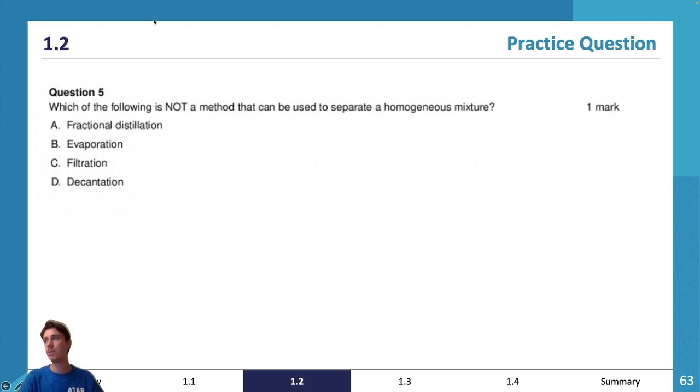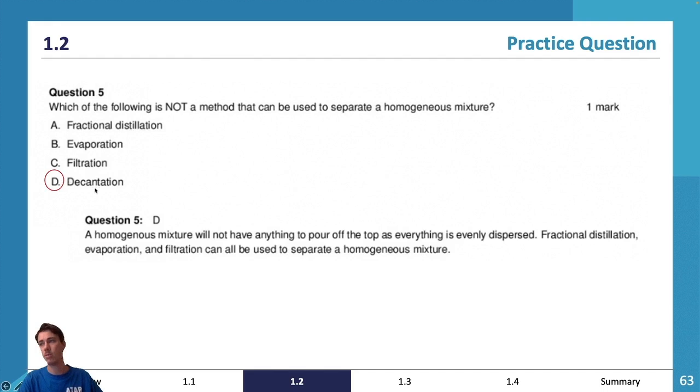So remember, when we went through this, to separate a homogeneous mixture, we need to use one of the first 3 methods. So we needed to use evaporation and filtration. Filtration got rid of the solids, evaporation got rid of the liquid and left the solid, and fractional distillation did the 2 liquids. Decanting is a little bit different. This is more for heterogeneous mixtures. As you can see here, you cannot pour off the top as something is evenly dispersed. Because they're evenly dispersed, you cannot use decanting.